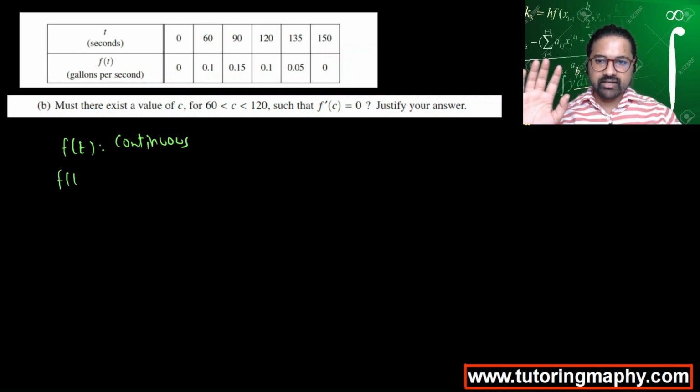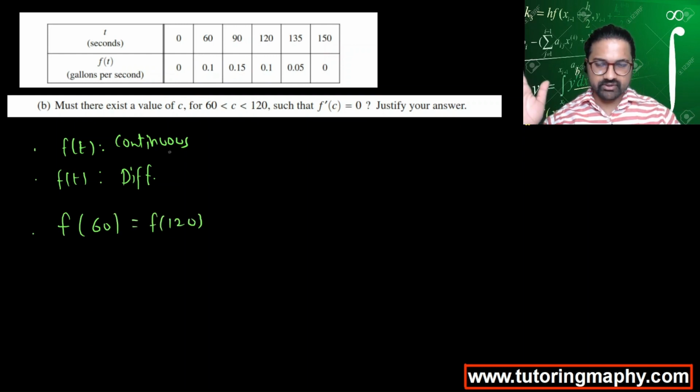I know that f is differentiable, and on top of it, f of 60 is equal to f of 120. It's evident, right? It's intuitive. Both have a value of 0.1, f of 60 and f of 120. And don't you think this is a classic condition of Rolle's theorem?